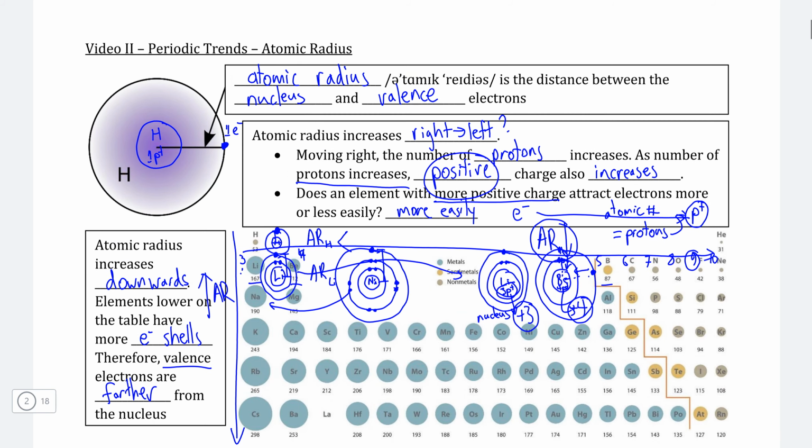In the next video, we're going to look at the importance of atomic radius when we talk about ion formation, and that involves looking at the second periodic trend, something that we call ionization energy.